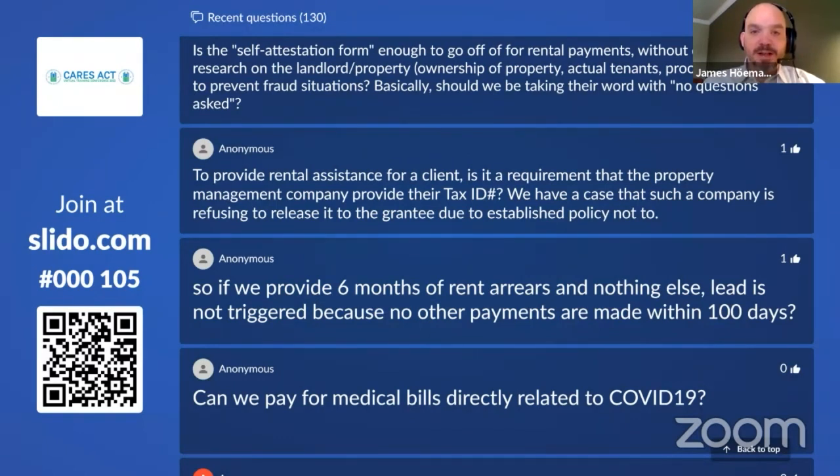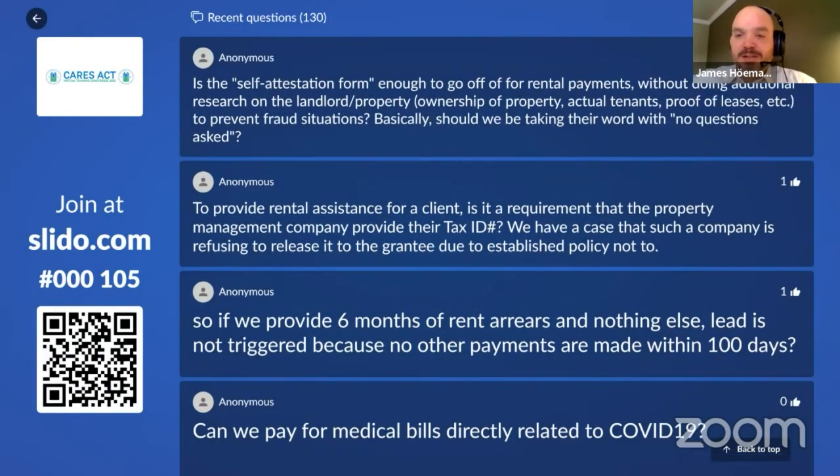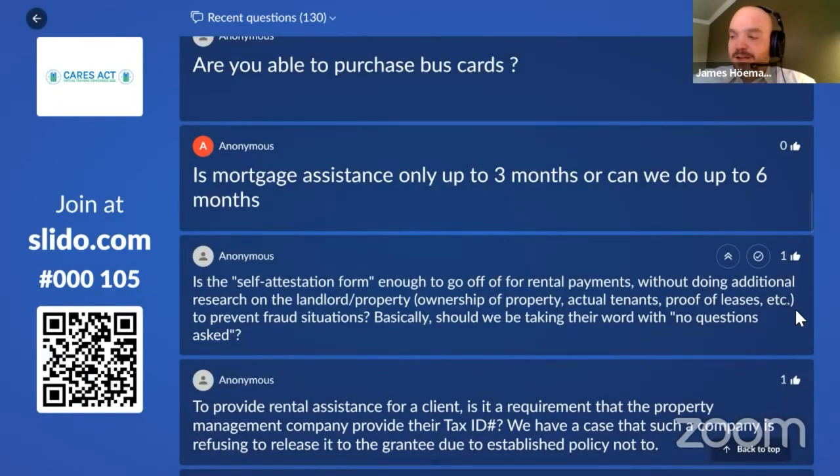To provide rental assistance for a client, is it a requirement that the property management company provide their tax ID? We have a case where such a company is refusing to release it to the grantee due to established policy not to. To me, that sounds like perhaps a local requirement that you have the tax ID. Really what we're looking for in the documentation is the statement that they have, or a lease agreement, or their actual mortgage agreement. In that case, to my knowledge, it is not a requirement of the CDBG program to have the tax ID. So that must be something that your locality is requiring.